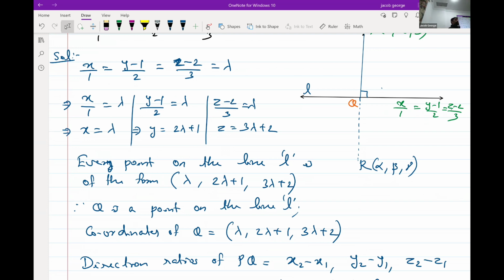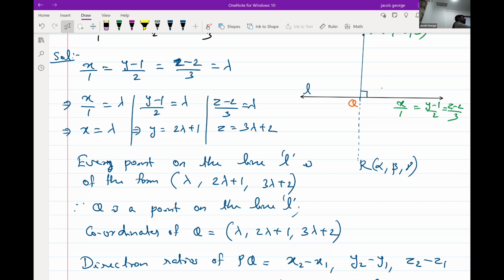Every point on the line is of this form, which means Q is also of this form: lambda, 2 lambda plus 1, 3 lambda plus 2. We got P and Q. How to write direction ratios? X2 minus X1, Y2 minus Y1, Z2 minus Z1. We get direction ratios of PQ.